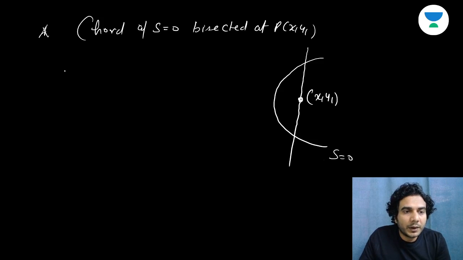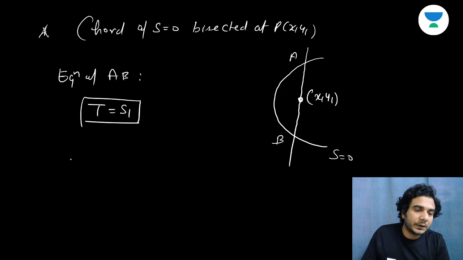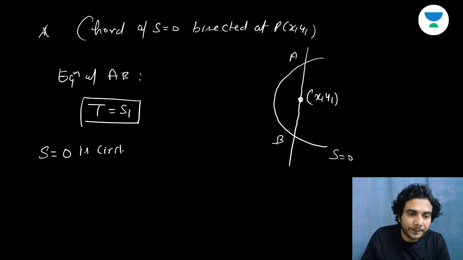So the equation of chord is the equation of AB. Let's say AB is the chord. So the equation of AB is nothing but T is equal to S1, okay? T is equal to S1. So let's say for a circle, S is equal to 0 is the circle x square plus y square plus 2gx plus 2fy plus c is equal to 0. Then we know how to write T.